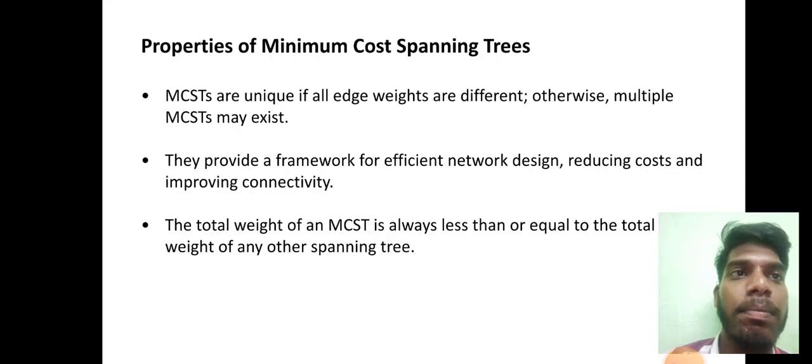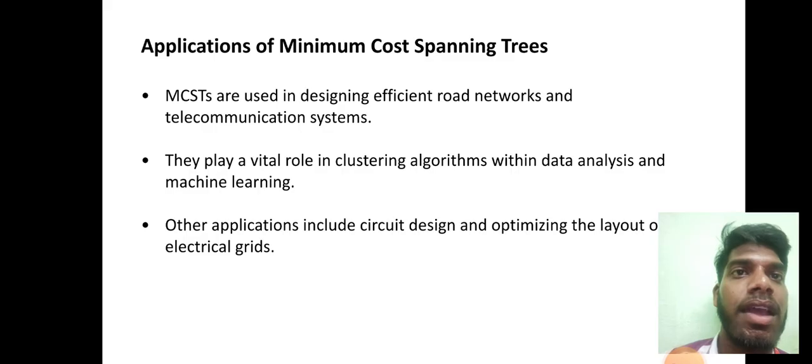Properties of minimum cost spanning trees. Minimum cost spanning trees are unique if all edge weights are different. Otherwise, multiple minimum cost spanning trees may exist. They provide a framework for efficient network design, reducing costs and improving connectivity. The total weight of the minimum cost spanning tree is always less than or equal to the total weight of any other spanning tree.